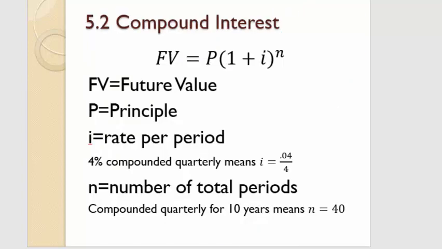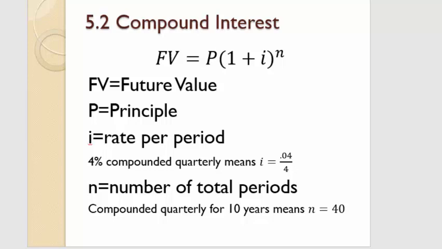So let's look at the formula for compound interest. FV stands for the future value, the amount you have in the future. P stands for the principal, that's the amount that's invested, also known as the present value, but we call it principal in finance. I stands for the rate per period. Now, notice that the rate, the interest rate, is not labeled as R. That's because a calculation needs to be made in order to apply the interest every single period.